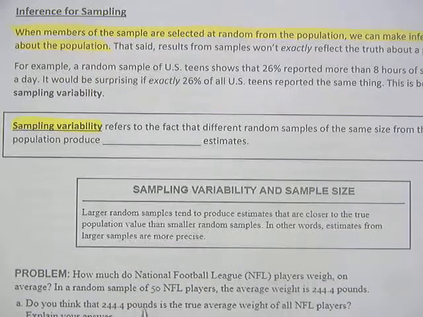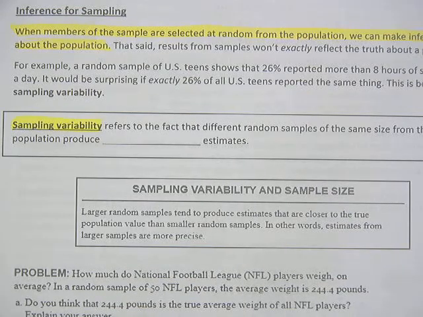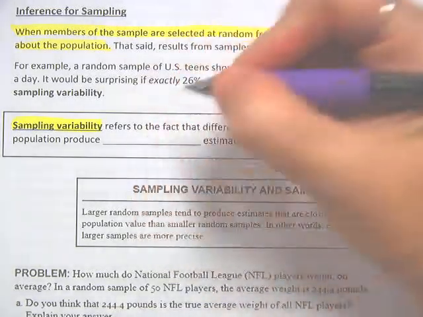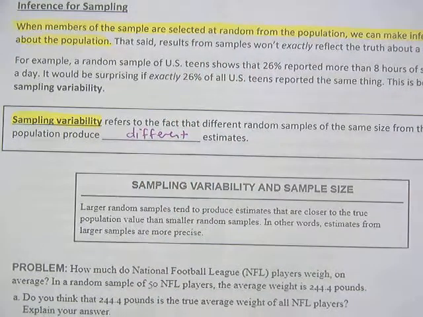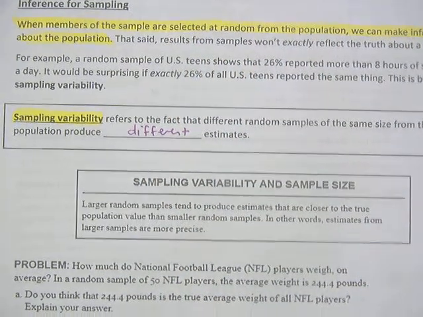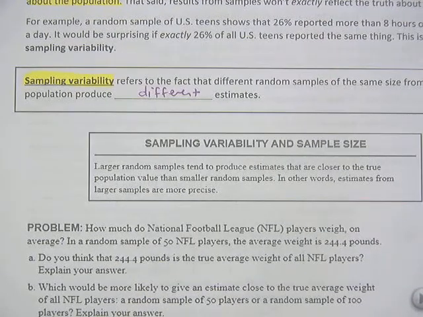And what that refers to is the fact that different samples of the same size from the same population can produce different estimates. So it kind of helps us estimate when we draw a sample, but it's not going to be exact, and that is due to sampling variability. Our estimates are going to differ or vary from sample to sample.